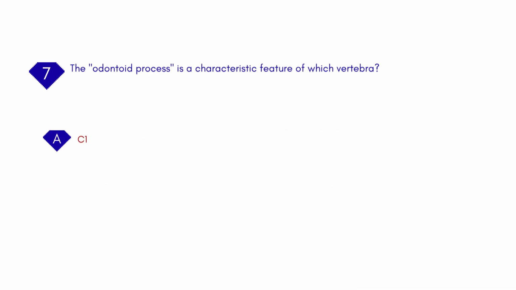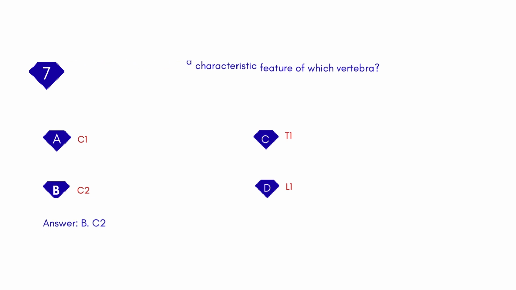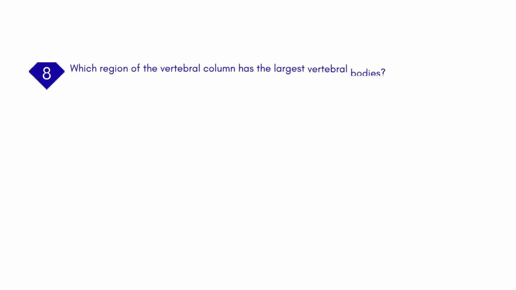The odontoid process is a characteristic feature of which vertebra? A. C1. B. C2. C. T1. D. L1. Answer: B. C2.